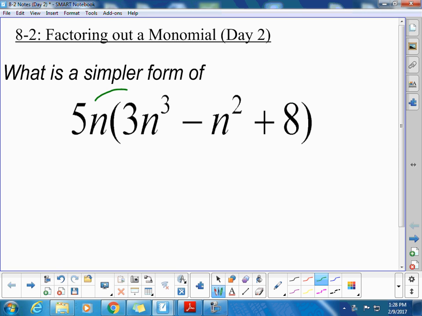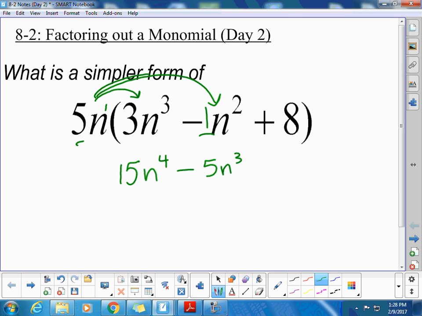So if we distribute the 5n to all three parts, we'd have 5n times 3n to the third, which would be 15n to the fourth. Remember, this is n to the first, n to the third. We have all together n to the fourth. This times negative 1n squared is negative 5, the number times the number, n to the first times n to the second, n to the third.